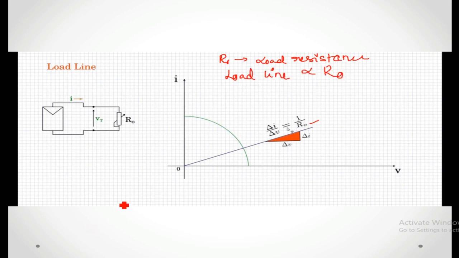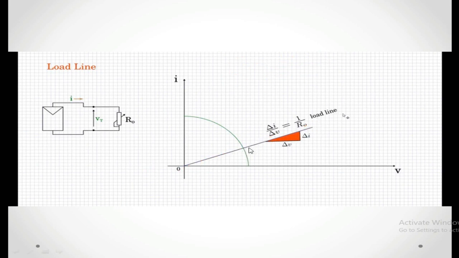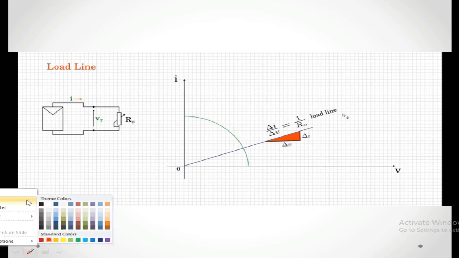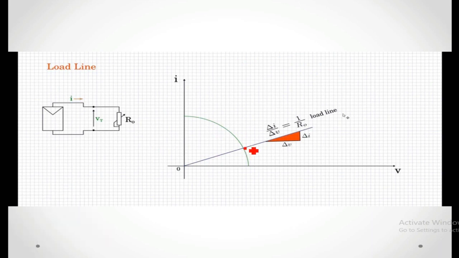Now let us see what is happening if we increase R naught or if we decrease R naught. This line here is called the load line, and this point here is called the operating point. The intersection of the load line with the PV curve is the operating point. Let us see this load line effect in our series connected non-identical cells.